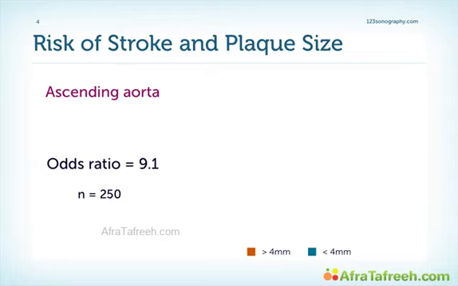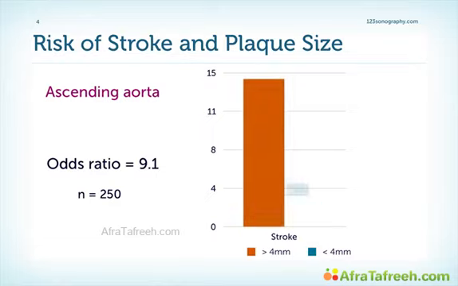If we look at the risk of stroke, if the plaque size is more than 4 millimeters or less than 4 millimeters, then we can see that the odds ratio is very high if we have a plaque size which is more than 4 millimeters. The risk increases 9 times. Of course, the plaques have to be in the ascending aorta to get a stroke.